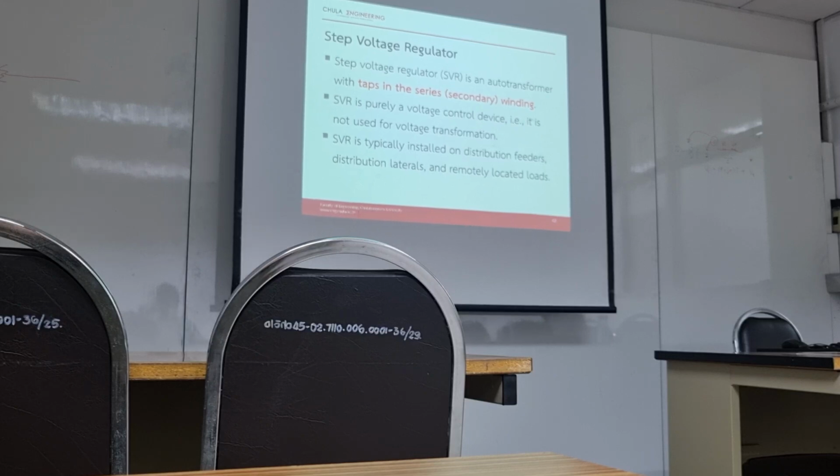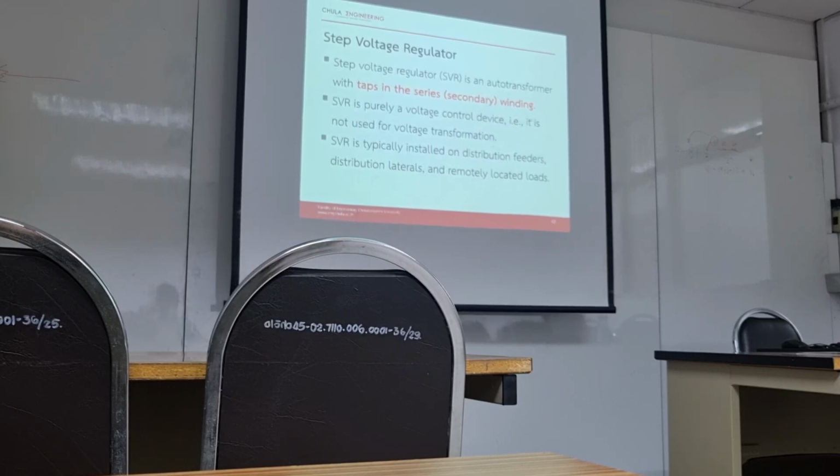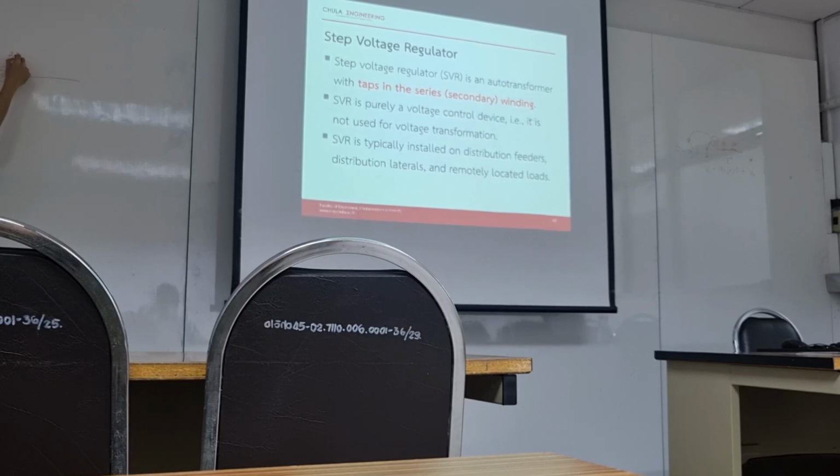If you have a transformer like this, this side may be 115 kilovolt and this side may be 22 kilovolt. But for the voltage regulator, this side is 22 kilovolt, and this side is still 22 kV. Same. This is high voltage and low voltage. The voltage here and here are the same. This is the voltage regulator.